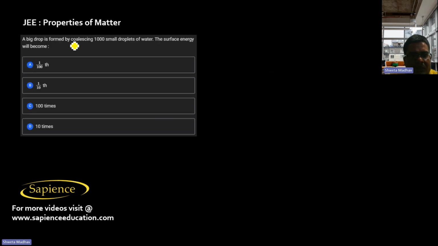Here it is told a big drop is formed by coalescing 1,000 small droplets of water. The surface energy will become how many times?